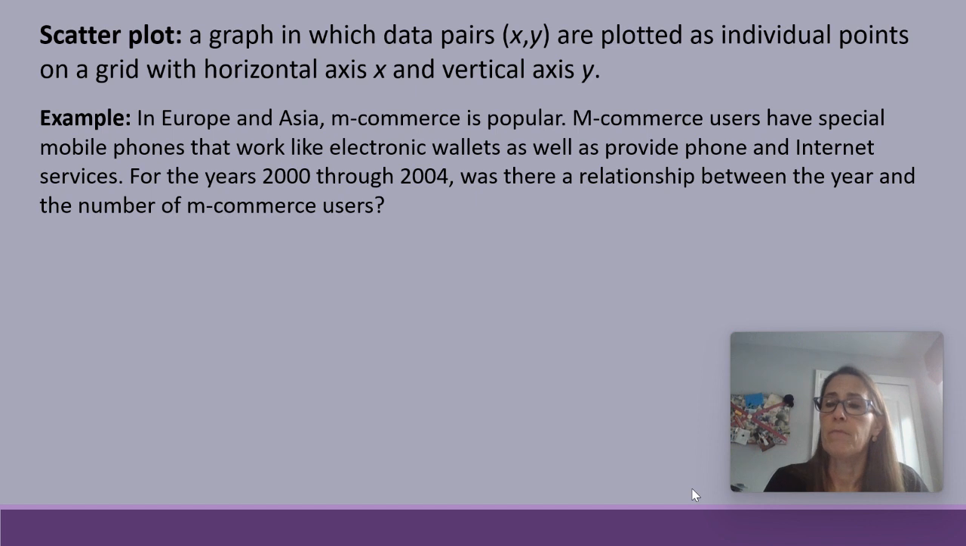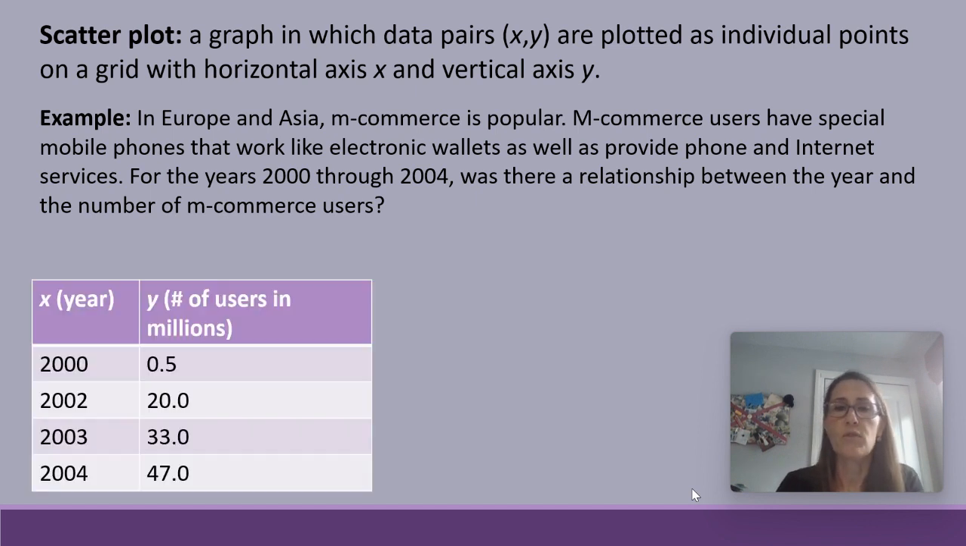An example that we could use to plot a scatter plot would be m-commerce, which is popular in Europe and Asia. M-commerce users have special mobile phones that work like electronic wallets, as well as provide phone and internet services. For the years 2000 through 2004, we want to know if there was a relationship between the year and the number of m-commerce users. So here we have our data.